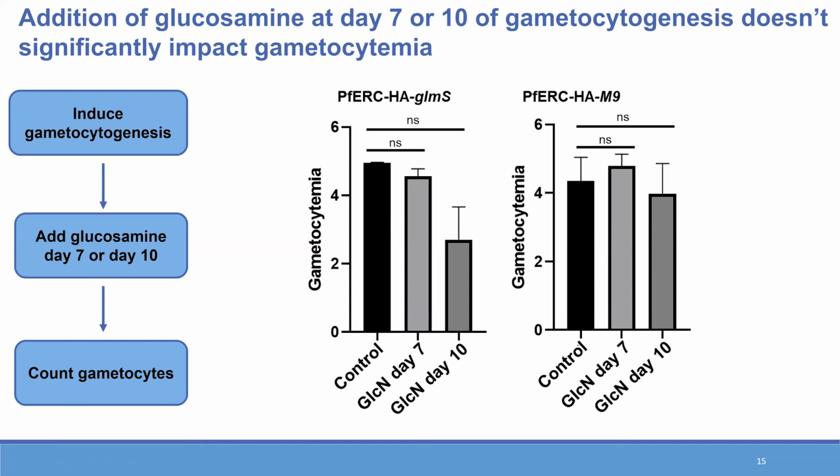We next wanted to see if ERK was required for gametocytogenesis. This is more tricky because ERK is required for asexual development, so we cannot just remove glucosamine at the start of gametocyte induction. For this experiment, we induce gametocytogenesis and then add glucosamine at day 7 or day 10 of gametocytogenesis, and then calculate gametocytemia at day 16 when the gametocytes are mature. On the left is the GLMS and on the right is the M9, and we did not observe any significant difference in gametocytemia between controls and glucosamine-treated parasites.